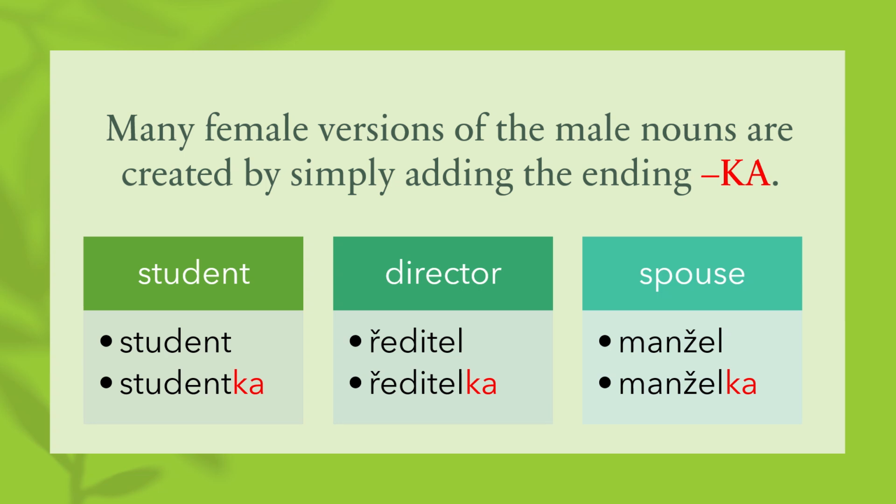Director in Czech is ředitel, the male version of the noun, and the female version of the noun would be ředitelka. Spouse in Czech is manžel, the male spouse, and manželka, the female spouse.